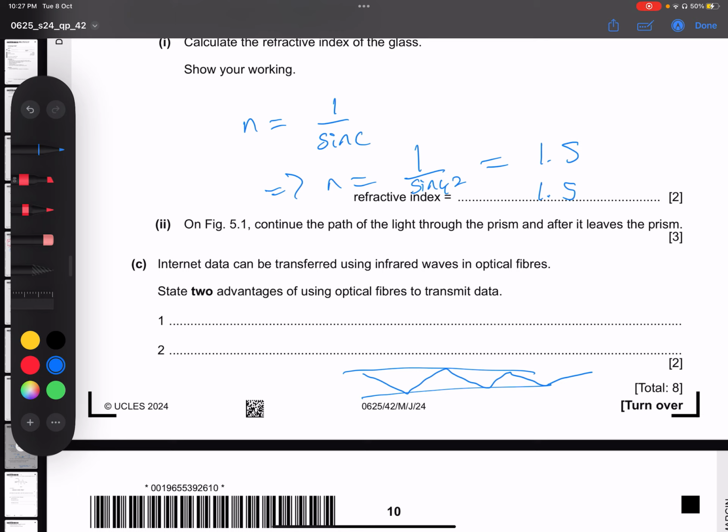Okay, so the first advantage would be high rate of data transmission or fast data transmission, because you can see that infrared waves are electromagnetic waves and they travel at the speed of light, which is the maximum attainable speed in the known universe right now. So high rate of data transmission. This is the maximum speed, so it is the fastest we can transfer data by.